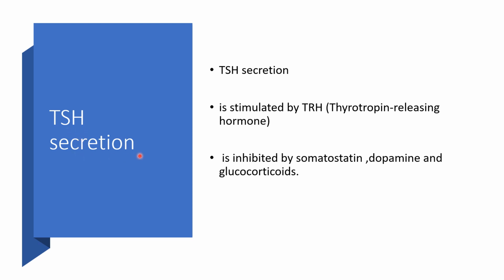Thyroid stimulating hormone secretion. Thyroid stimulating hormone secretion is stimulated by another hormone, that is thyrotropin releasing hormone. It means there's a master controller somewhere sending the boys around to carry out certain actions. So the thyroid-stimulating hormone secretion is stimulated by thyrotropin-releasing hormone, but can be inhibited by somatostatin, dopamine, and glucocorticoids.